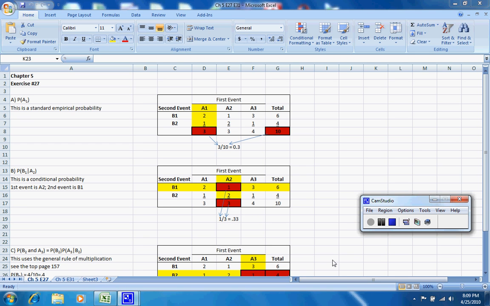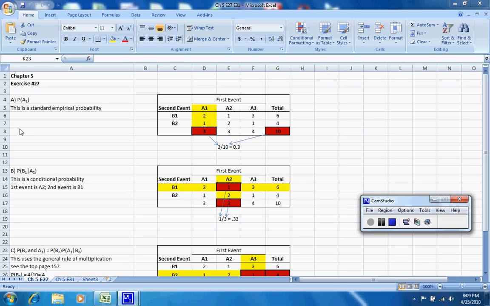This is a video tutorial demonstrating how to solve exercise number 27 in Chapter 5. This question is presented in parts A, B, and C, and they all refer to a table given which outlines a series of possible events. The first event has three possibilities represented by A1, A2, A3. The second event is B1 and B2.